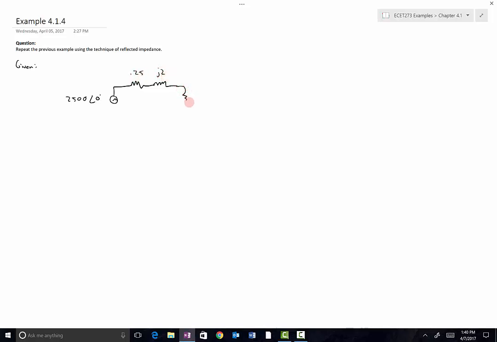We've got a 10 to 1 ideal transformer. And then we've got a load impedance here of 1 plus J0.5, not 5. 10 to 1.